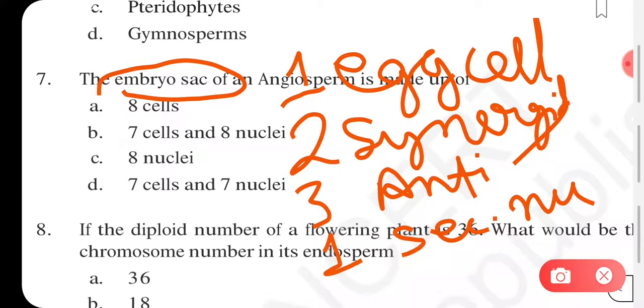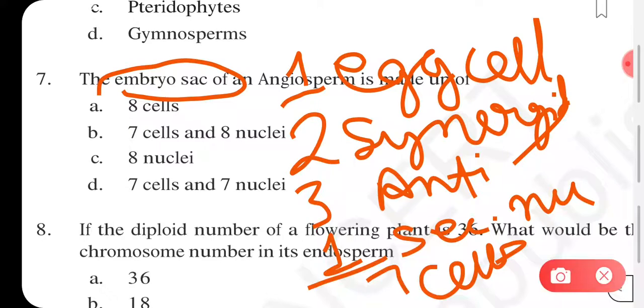So if you see, these are the cells that are present, so it becomes 1 plus 2 plus 3 plus 1, it comes to a total of 7. How many? 3, 4, 5, 6, 7. Okay, so how many cells are there? In total there are 7 cells.